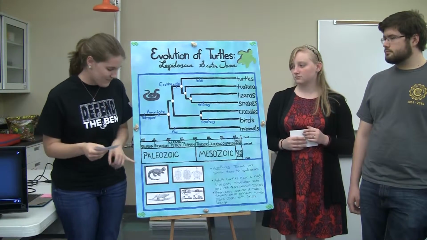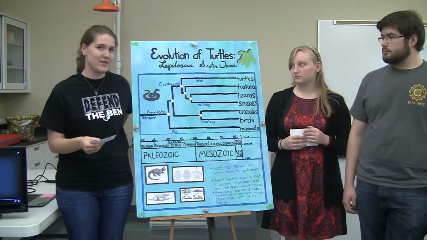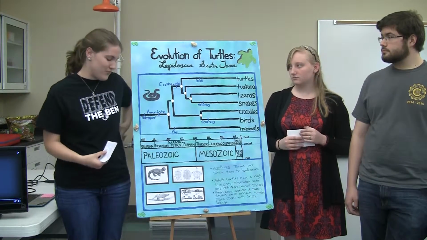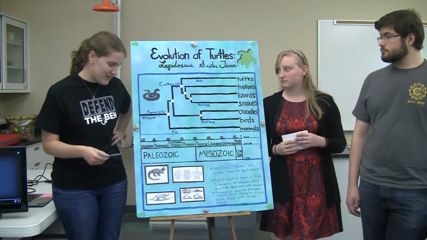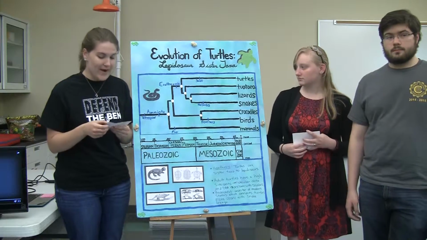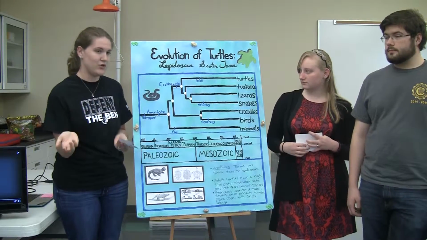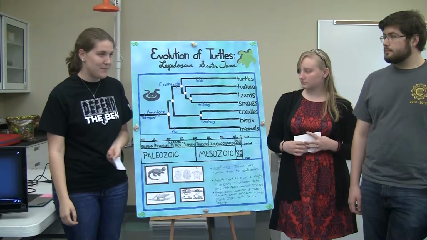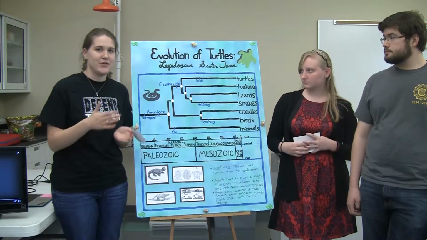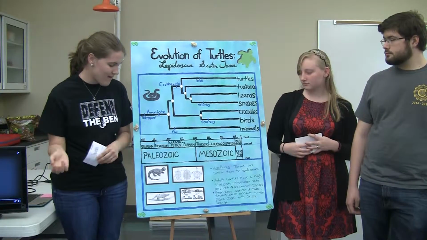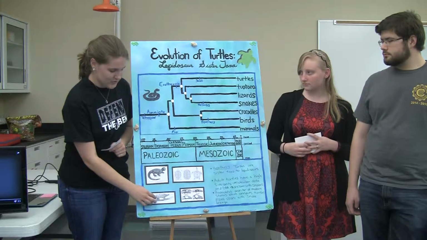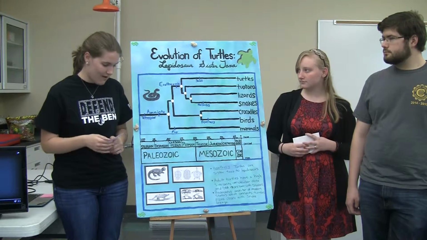And then the carapace was beginning to, well, it was there, but the bridge, which connects them, hasn't really formed yet. And then the Proganochelys was the last one in the evolution of the shell. It was 210 million years ago, so it took about 50 million years for the shell to completely evolve. And it looked kind of like this, just a little bit more evolved of the shell.